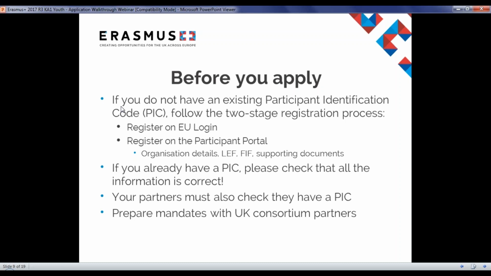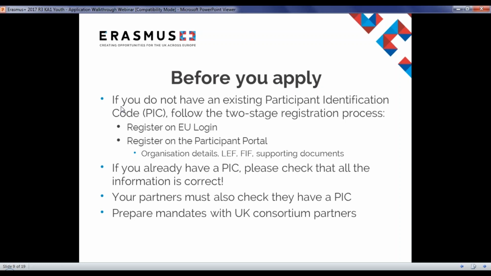If you don't already have a PIC, you'll need to complete 2 registration steps. Firstly, you will need to register on the EU login. This is a point for user authentication to a wide range of EU Commission tools. The registration process is very simple and you can download a guide on our website which will talk you through how to do this. This is in the Before You Apply section. You'll find the link to it on the handout. Secondly, you will then need to obtain a PIC through the Participant Portal.